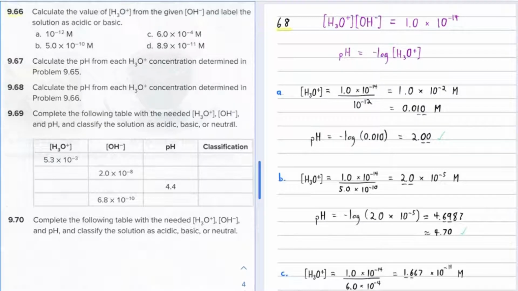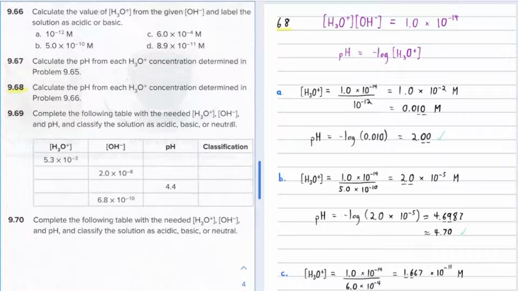Number 68. This says to calculate the pH from each of the hydronium ion concentrations determined in problem 66. So it's kind of like we got to do 66 anyway, but whatever. I'll just underline this one.